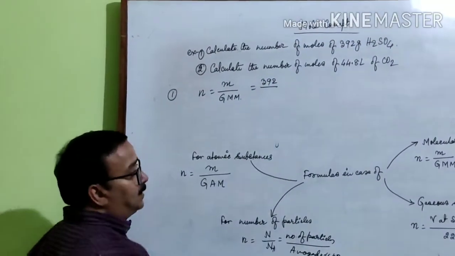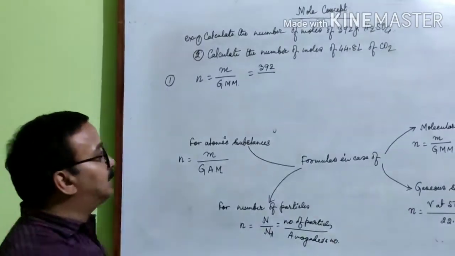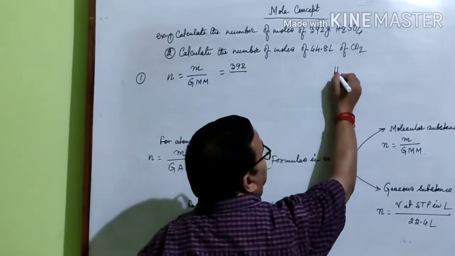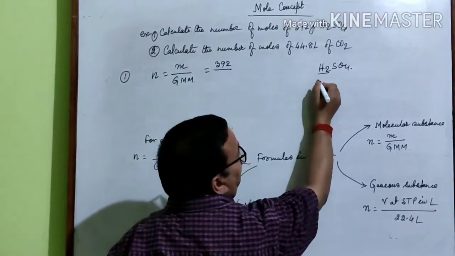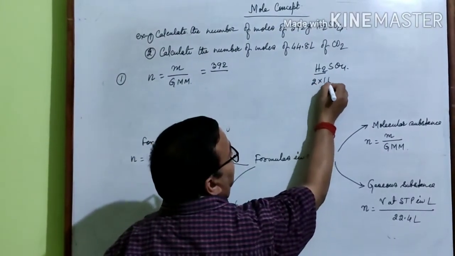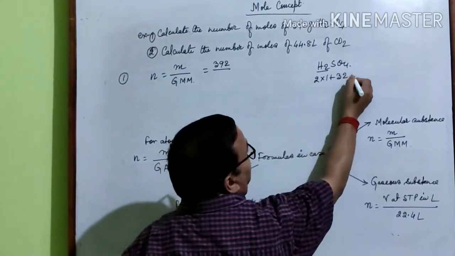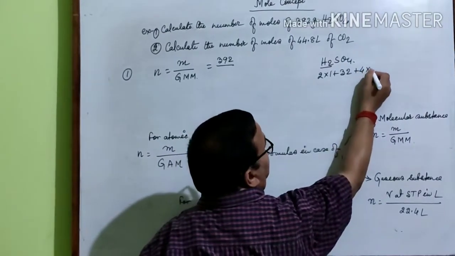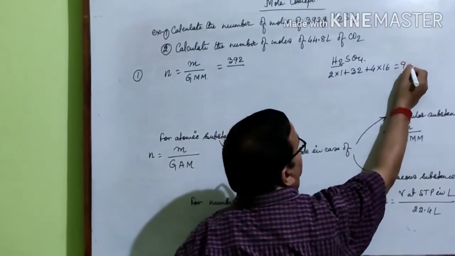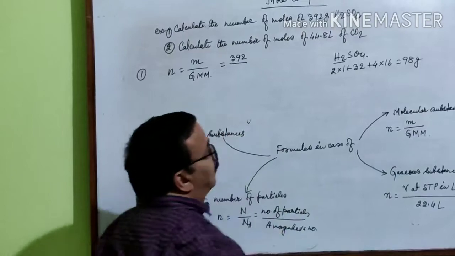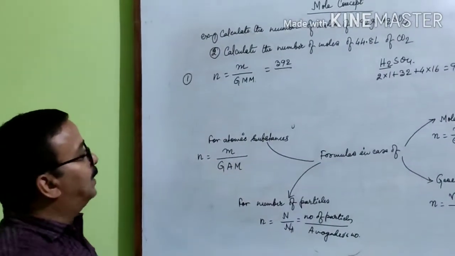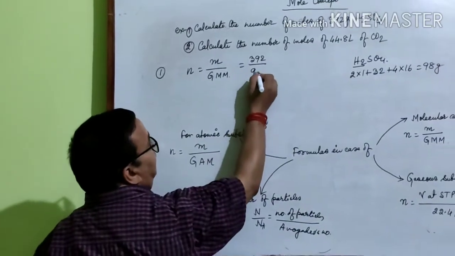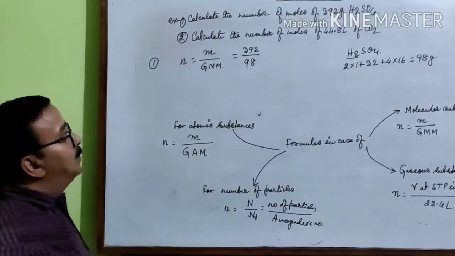And for sulfuric acid, what is the gram molecular mass? Sulfuric acid H2SO4, so the gram molecular mass is 2 into 1 plus sulfur 32 plus 4 into 16. It is equal to 98. So the GMM, gram molecular mass of sulfuric acid, is 98. Now you can solve this one.